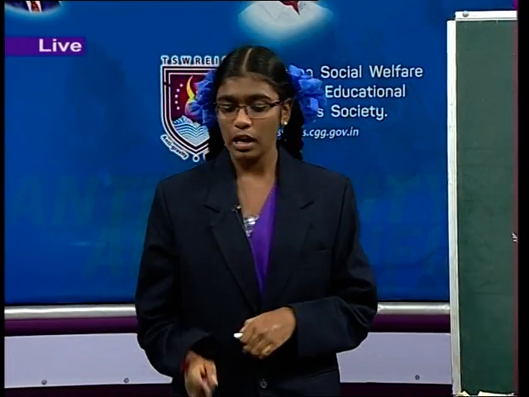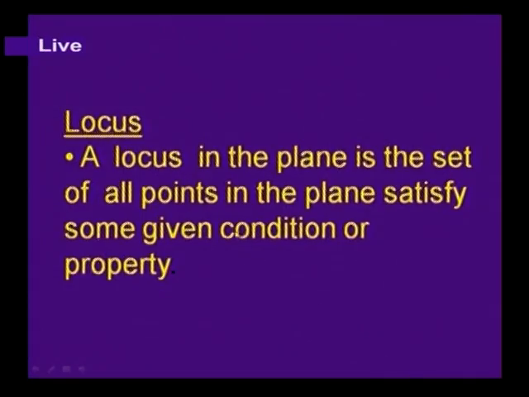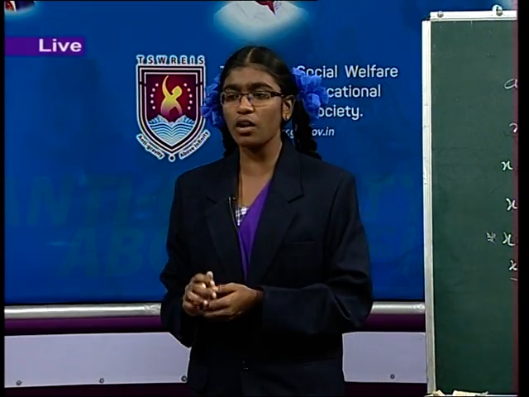Okay, what is locus? A locus in the plane is a set of all points in the plane satisfying some given condition or property. Okay friends, a locus in the plane is a set of all points in the plane satisfying some given condition or property, and it is called a locus. Locus means nothing but a path. Here if we take equal length from a point, we get a circle, the locus of a circle. So like this we have the locus.